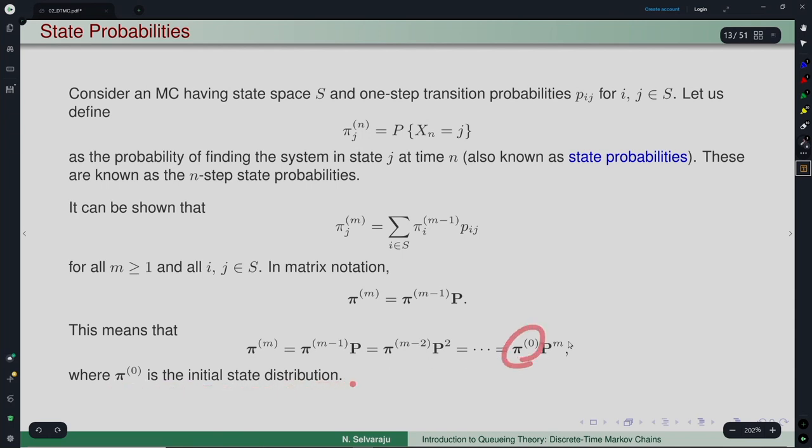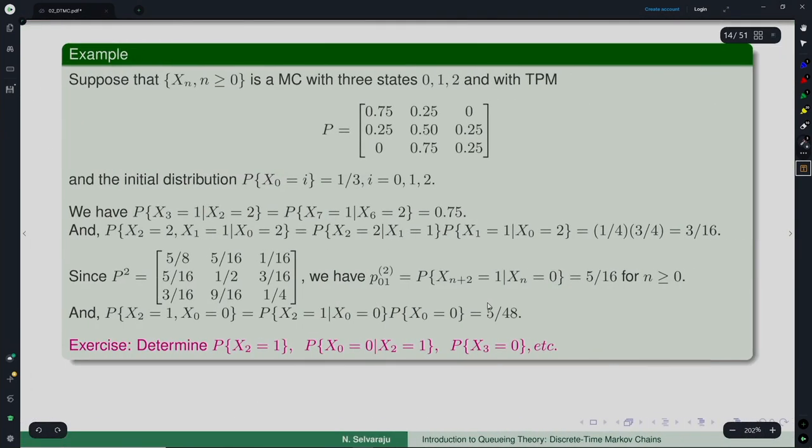So, if I know the initial distribution and the transition probability matrix, then not just the n-step transition probability matrix, but the n-step state probabilities also I can compute. So, this pi is a vector and P is a matrix here, right. That is what you will see. This is what you call state probabilities. Now, you can see how one can compute those.